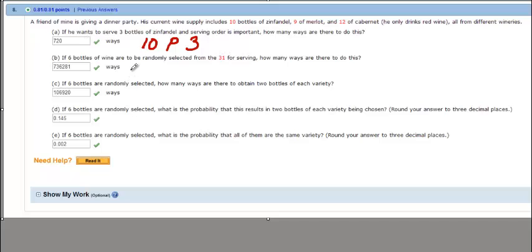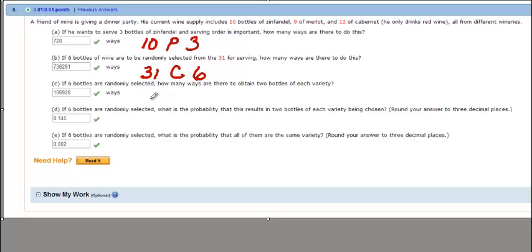For the B question, 6 bottles of wine are to be randomly selected from 31. How many ways can we do this? On this one, ordering isn't important. I just want to know how many lists there are. So it's 31 combination, because order is not important, choose 6, and punch those buttons on your calculator, and that was the answer that I got.